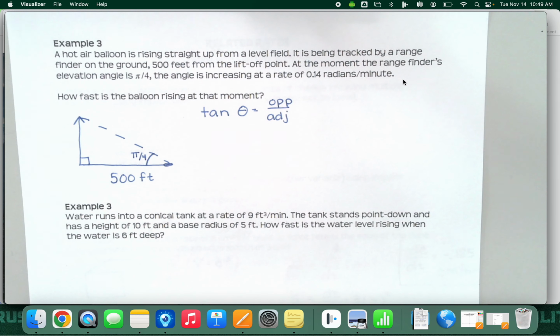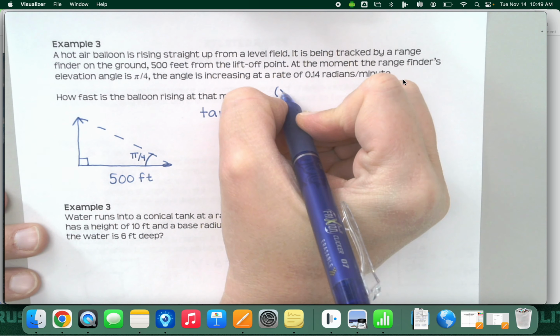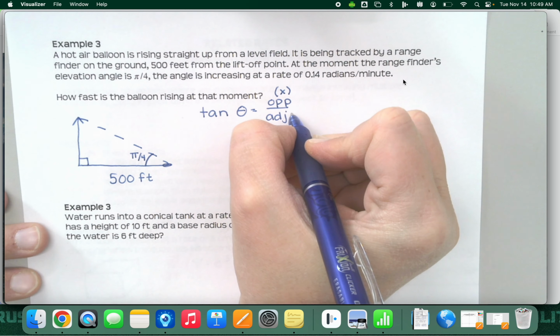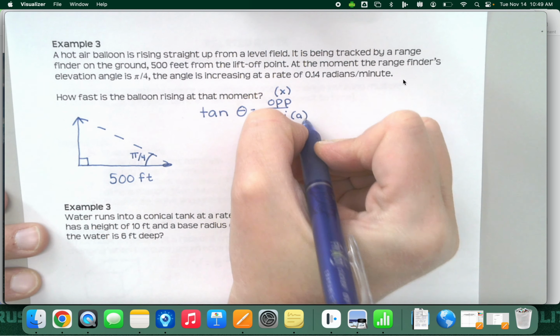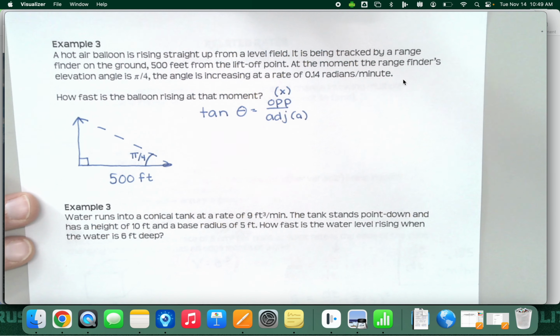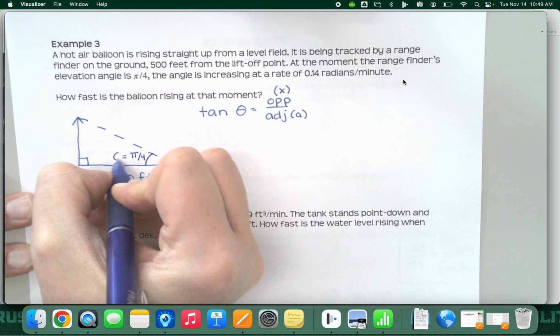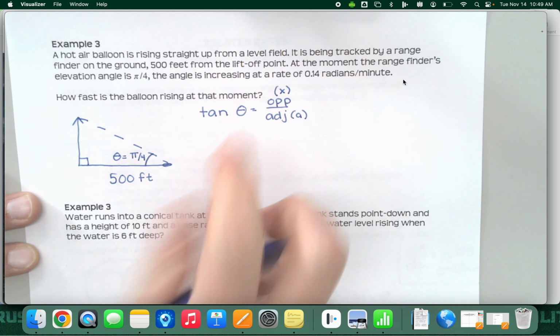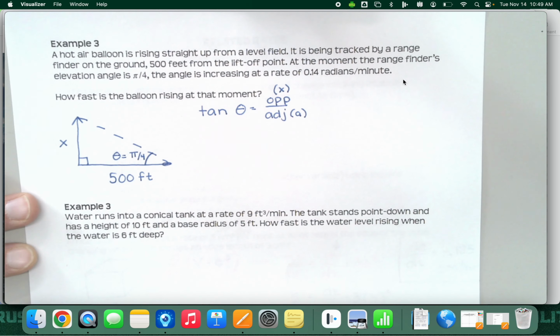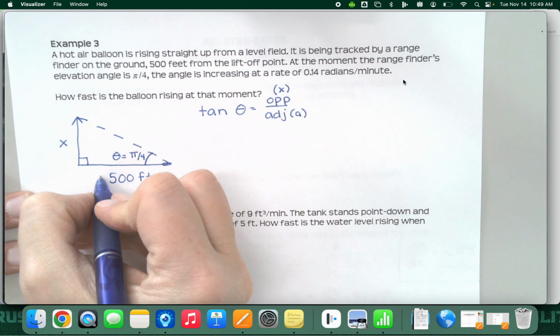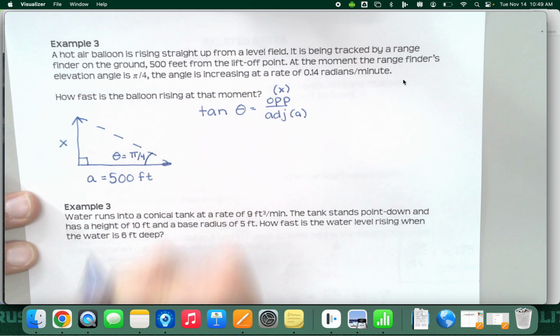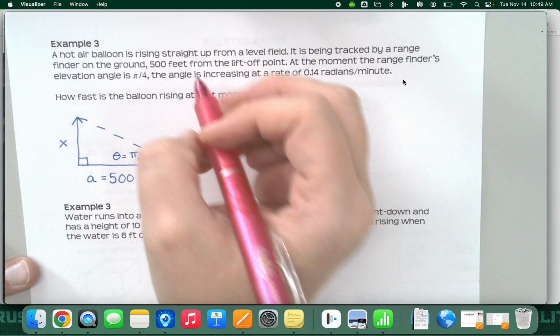When I did this in class, I labeled the opposite side with an O, and that made things very confusing because it made it look like a 0. So I'm going to use X to represent our opposite side, and I'm going to use A to represent our adjacent side, okay? Just so that doesn't get confusing later. So this pi over 4, this is our theta, okay? The opposite side is this side here, that's X, and then my adjacent side is this 500, so that's my A.